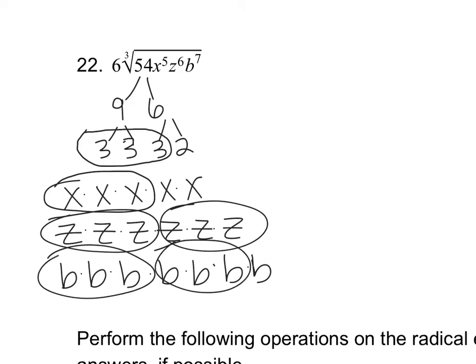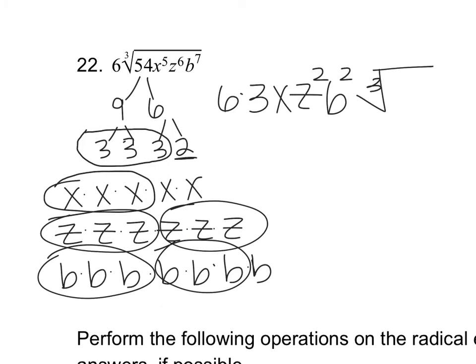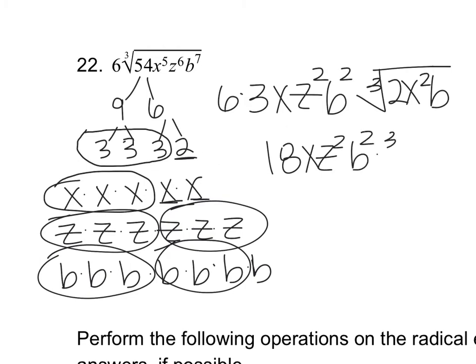I already have a 6 outside of my cube root. So when I bring out my group of 3s, it has to multiply with the 6 that's already there. I have 1 x, I have 2 z's, so I have z squared, and I have 2 b's, which means I have b squared. Underneath my cube root, I have a 2. I have 2 x's, so that becomes x squared. I have no z's, and I have 1 b. Lastly, I have to multiply my 6 times 3, so we're going to end up with 18xz squared b squared, and then underneath the cube root, 2x squared b.